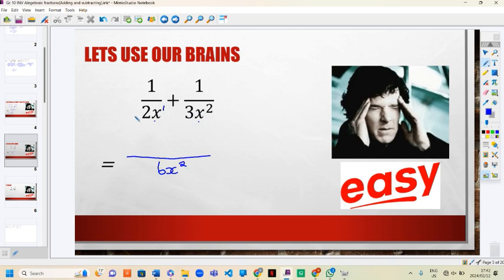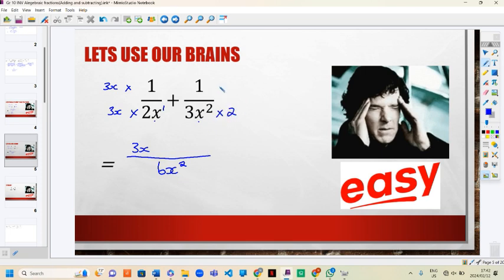Now I ask myself, what did I do to 2x to get to 6x squared? I multiplied by 3x. Very good. I can't just do that at the bottom, I need to do that at the top as well. So what is 3x times 1? It's 3x. All right, so for 3x squared, what did I do to get to 6x squared? I just multiplied by 2.